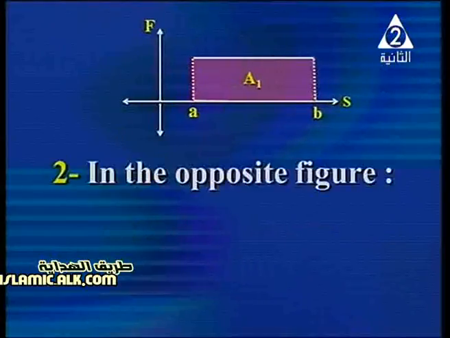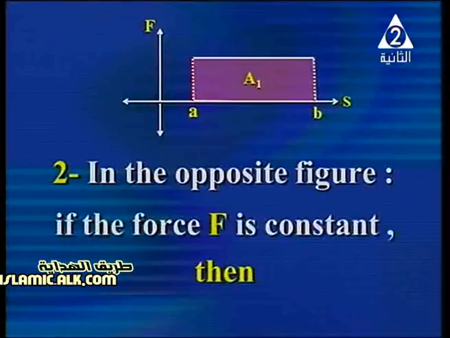The second figure, dear student: if the force F is constant, what do you mean by constant? It is represented by a straight line parallel to the S axis. We have two axes. The horizontal one represents S, distance or displacement, and F is vertical, representing the force. If the force is constant, what do you mean by constant, dear student? Excellent student. F is constant means a straight line parallel to the x-axis, or horizontal axis.